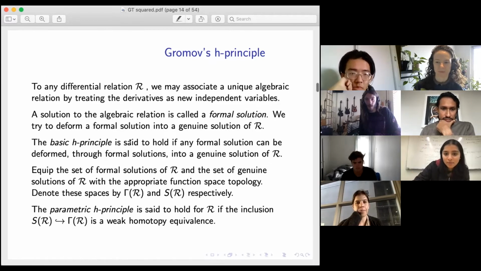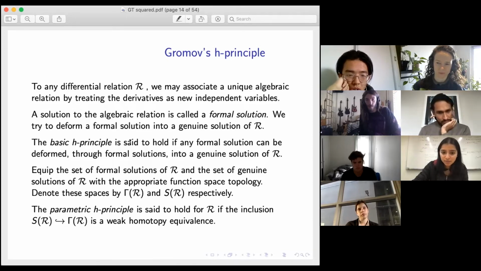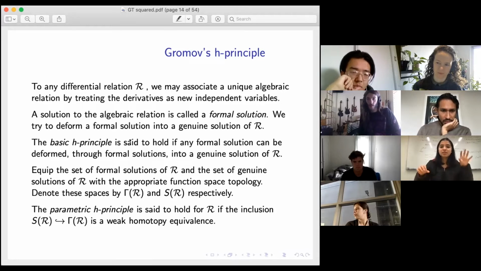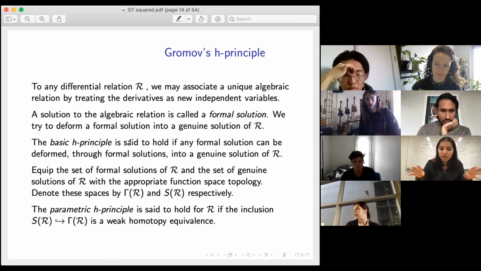Okay. And the parametric h-principle, we will say that that holds for this differential relation if this inclusion, the inclusion that goes from genuine solutions to formal solutions, is a weak homotopy equivalence, meaning if these two spaces have the same rough shape, loosely speaking, we'll say that the parametric h-principle holds.